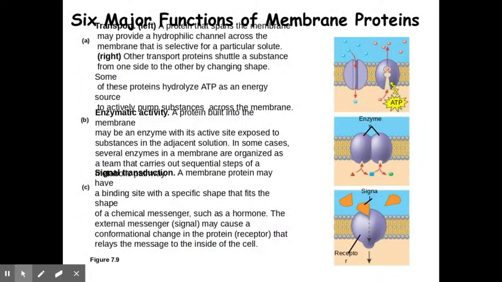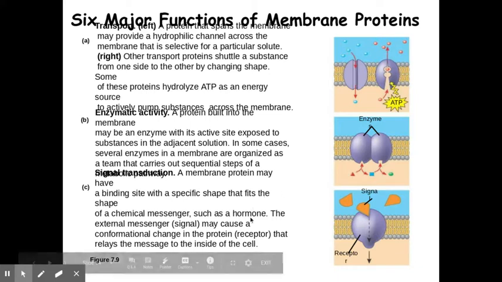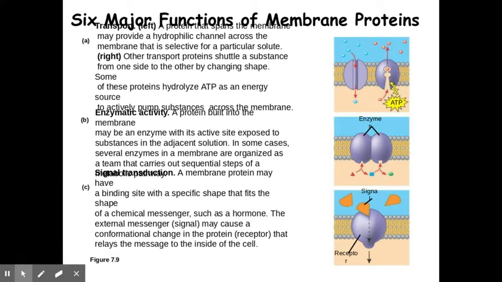There are 6 major functions of the membrane. The first of which is transport. Now, if you look at number 4 in your reading guide, all you have to do is list these. So the first one, transport. Second one is enzymatic activity. So sometimes they can catalyze reactions. We do also have signal transduction.